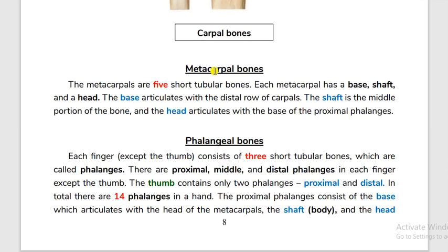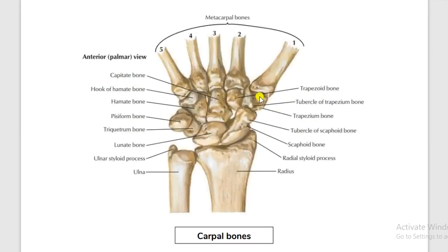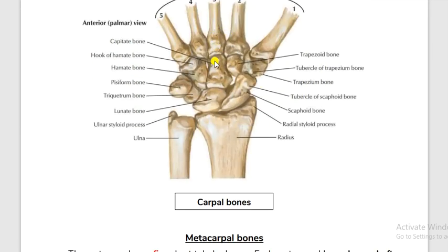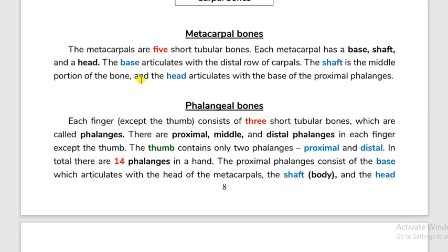Next is the metacarpal bones. The metacarpals are 5 short tubular bones. Tubular bones, because these metacarpal bones look like tubes. Each metacarpal has a base, a shaft, and a head.